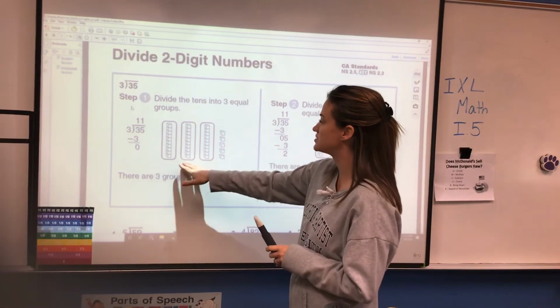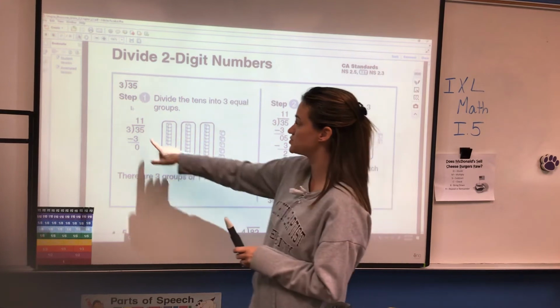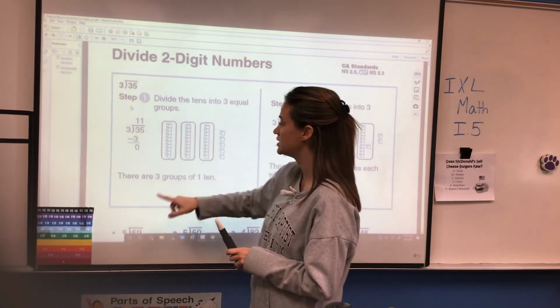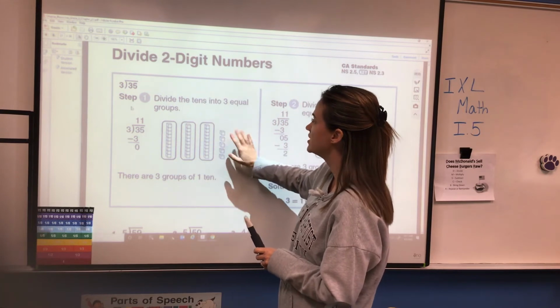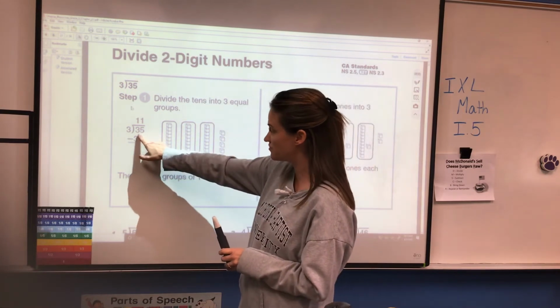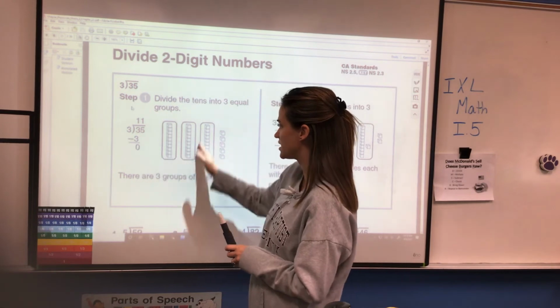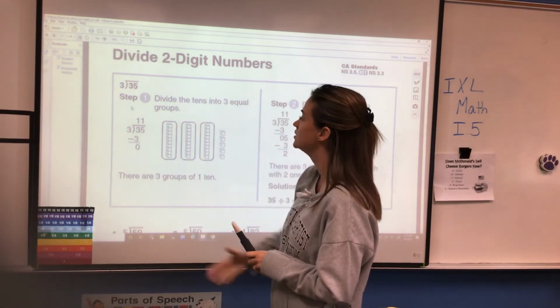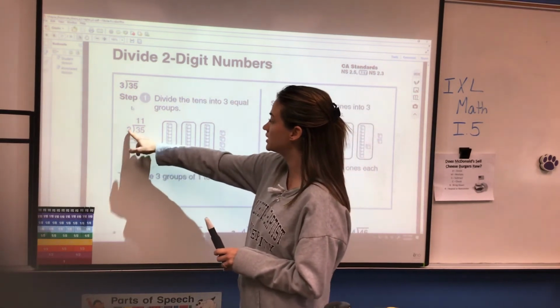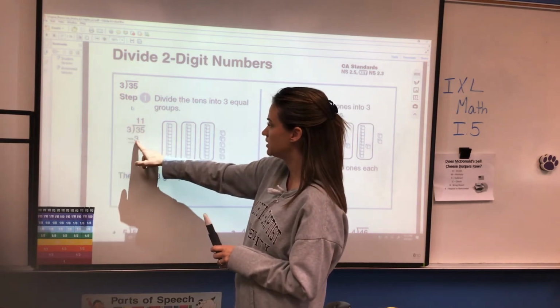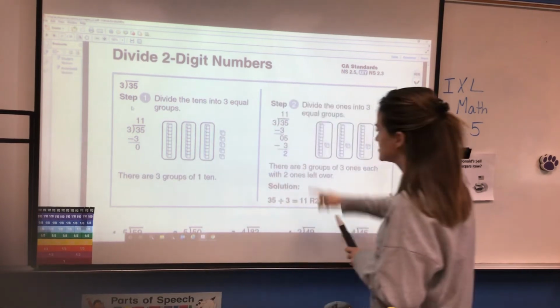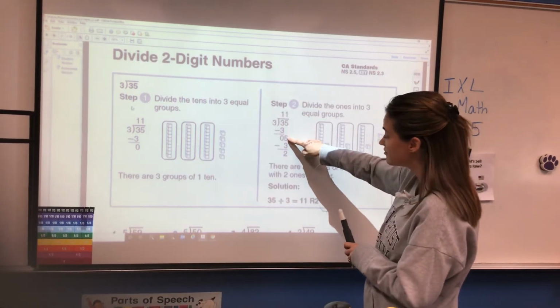So if you're going to divide using the base 10 blocks, you have 35 divided by 3. They have 10, 20, 30 plus the 1, 2, 3, 4, 5. And they divided the 35 into 3 equal groups. That's why he has the 3 rectangular boxes. So 3 can go into 3 one time. And 1 times 3 is 3, which leaves 0. Next step would be to bring down the 5.